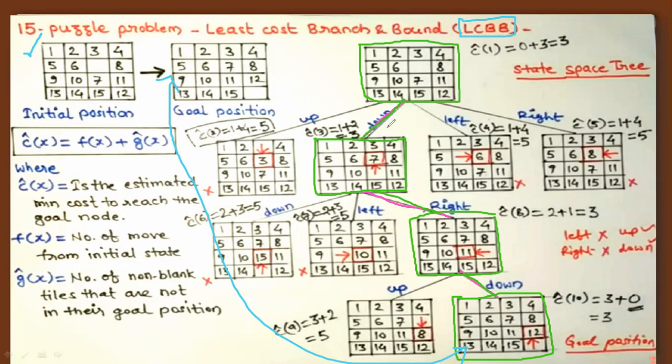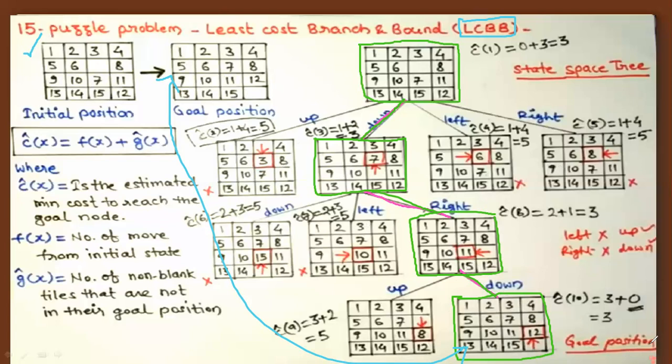In the first iteration, I took the down position. In the second iteration, I took the right position. In the third iteration, I took the down position again. In each and every iteration, I calculated the C cap values, and the value producing the least cost is the one I consider at each stage. And finally, I get the goal position.